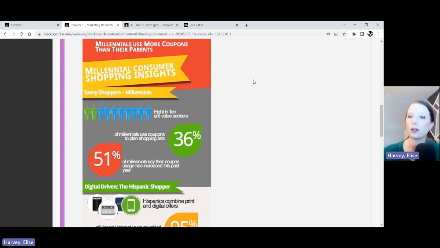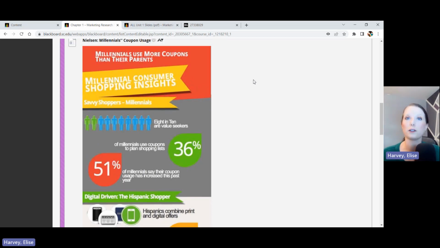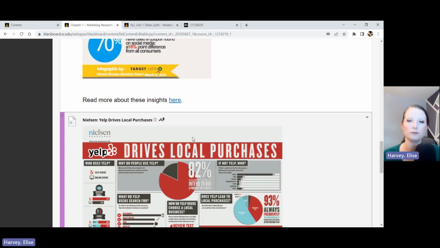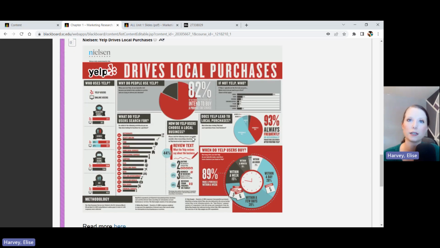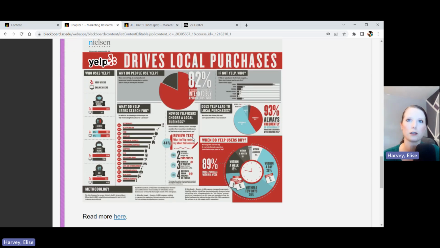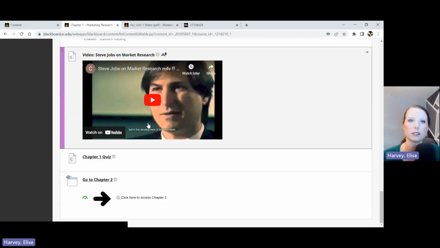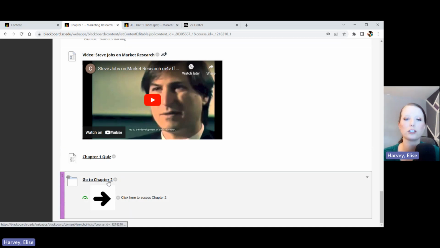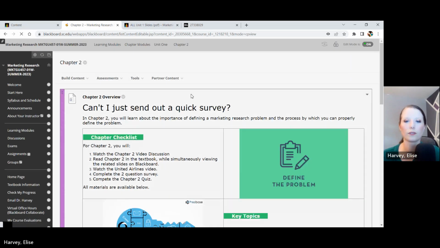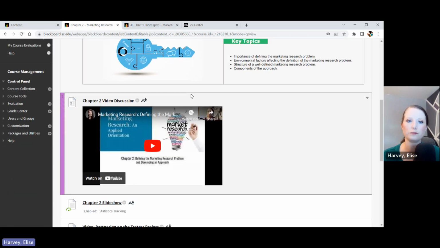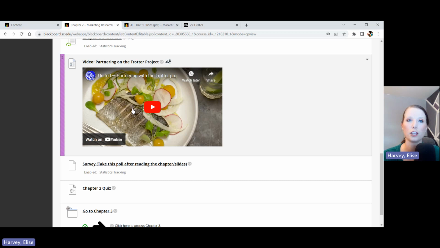Next is going to be just other resources and media that are included. Each module has different types of resources. It could be infographics like this one. Or we see different uses and ways that marketing research is used and created by Nielsen. It may be a video. In this case, this is Steve Jobs talking about marketing research. In chapter 2, we have an example of the United project, and this goes into more detail of what I've talked about in multiple videos.